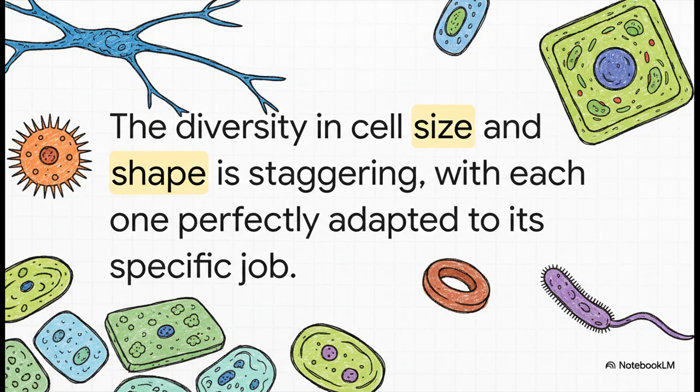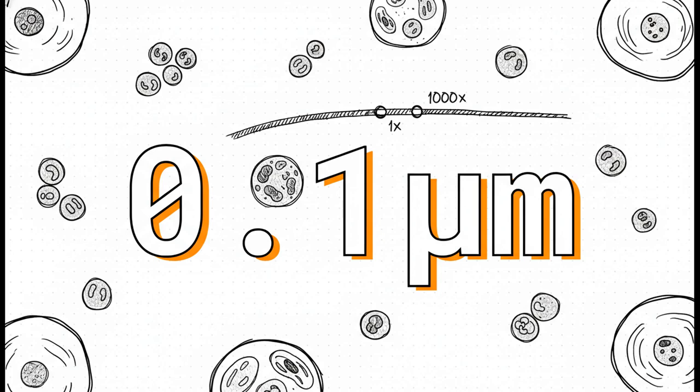But if we zoom back out and look at the real world, it becomes obvious that cells aren't all one size fits all. The sheer diversity in their shapes and sizes is just mind-boggling, and each one is perfectly suited for its unique job. So let's talk scale for a second. We'll start with the smallest of the small. The tiniest known living cells belong to a bacteria called mycoplasma, and they can be just 0.1 micrometers across. To put that in perspective, we're talking about 1,000th the width of a single human hair.